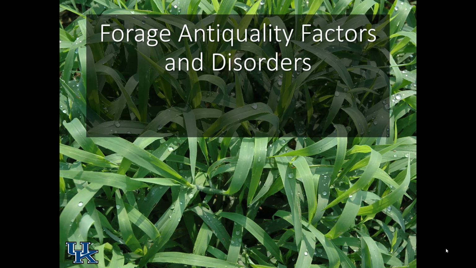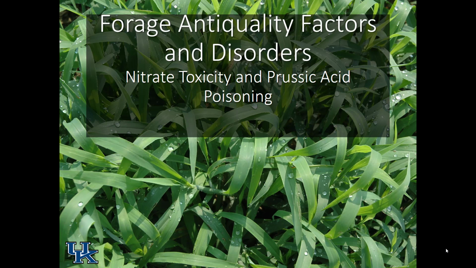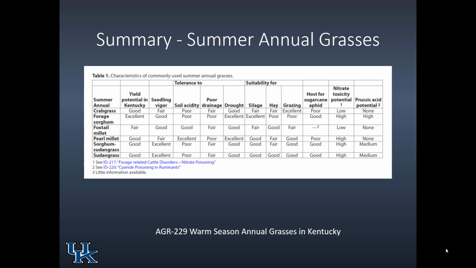Welcome back to PLS 510. Today we're going to take up the topic of forage anti-quality factors and disorders. The first two that we will take up are nitrate toxicity and prussic acid poisoning.